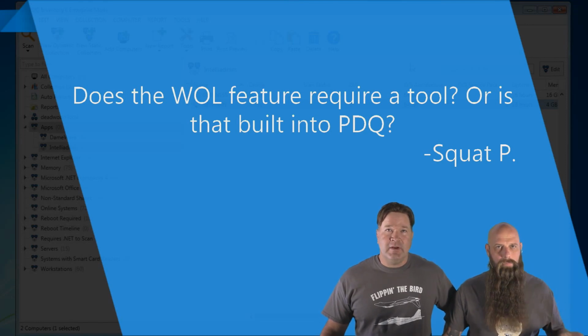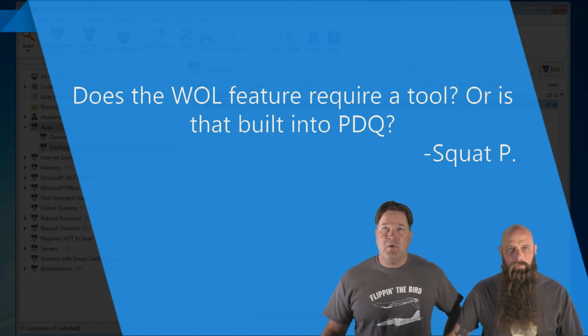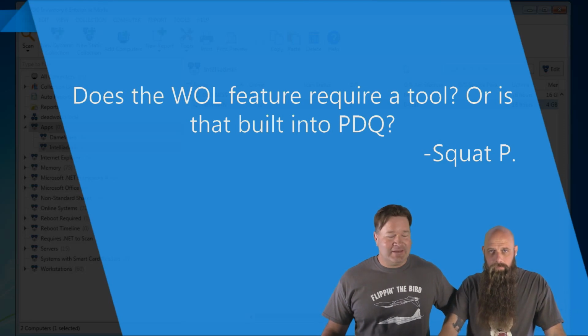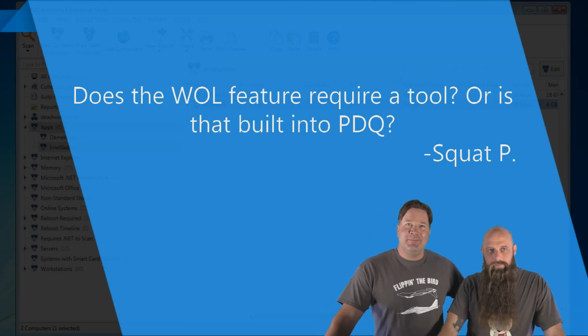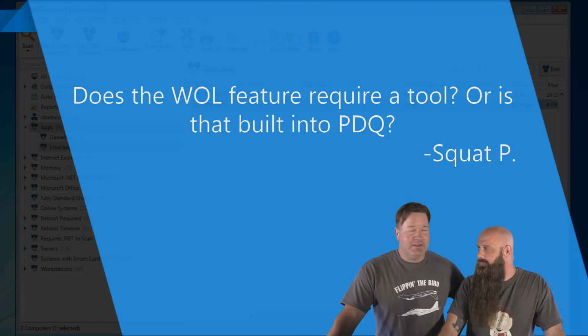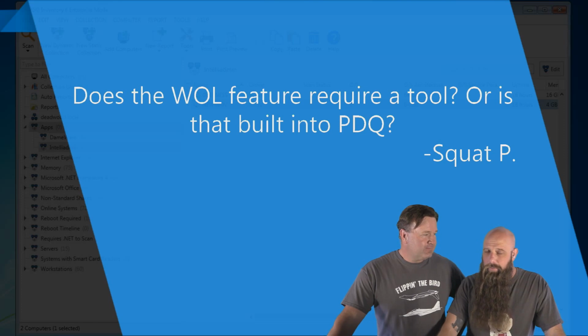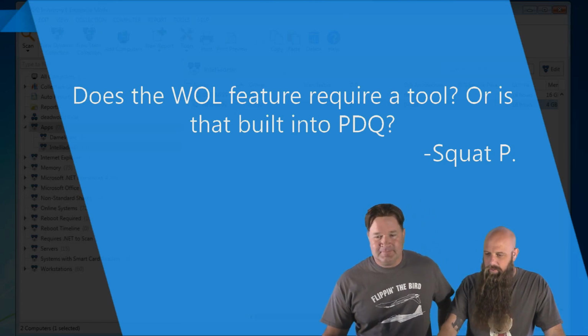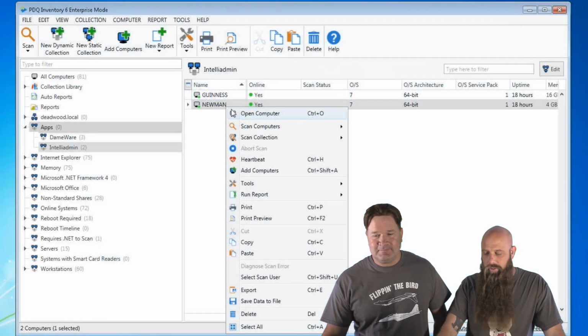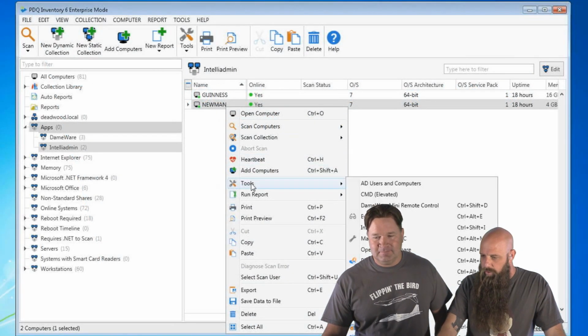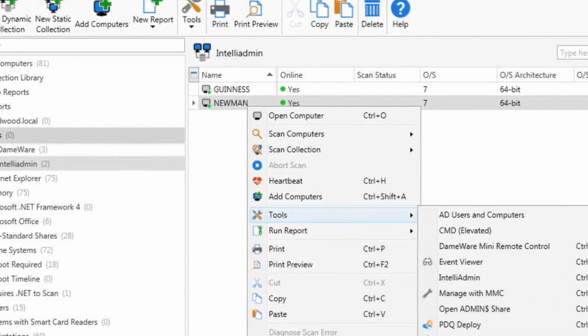Does the WOL feature require a tool, or is that built into PDQ Deploy? I didn't say PDQ Deploy. They say PDQ Inventory. Yeah, it's not built into PDQ Deploy. It is built into PDQ Inventory. So yes, if you want to wake something up, you can just right-click or go to your tools, and you'll see a wake. That's the wake on LAN right there.